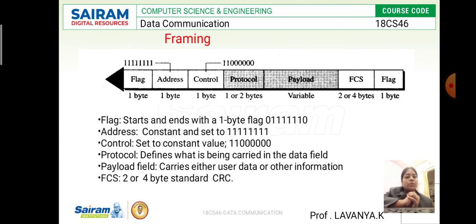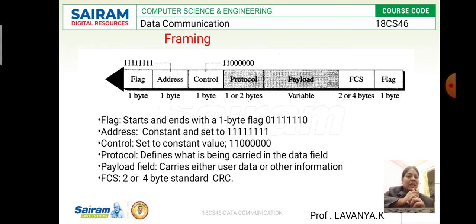Then the next one is protocol. The protocol field is used for 1 or 2 bytes of information, and it contains system information as well as user information. Means it can carry two kinds of information, the user information as well as the system information.